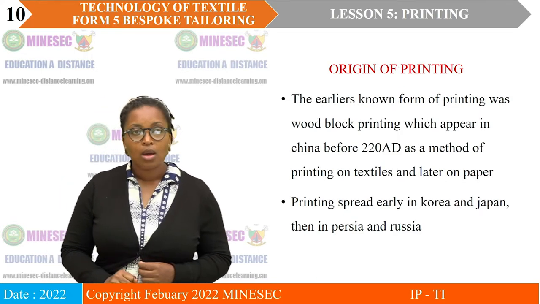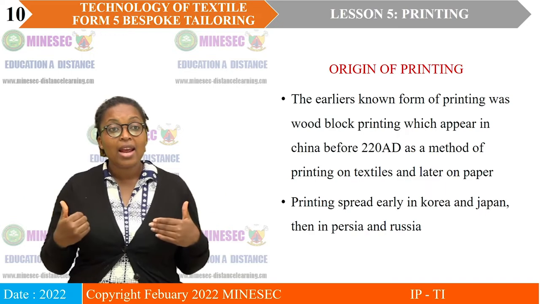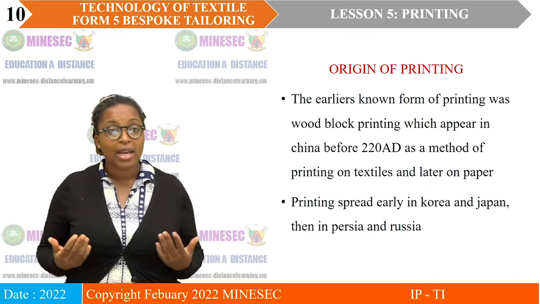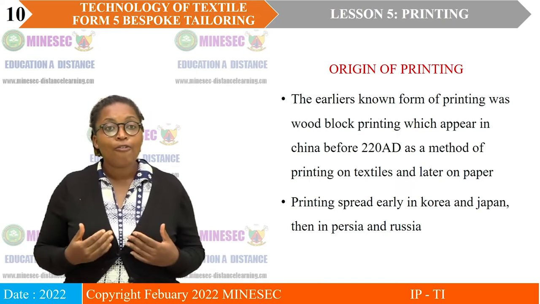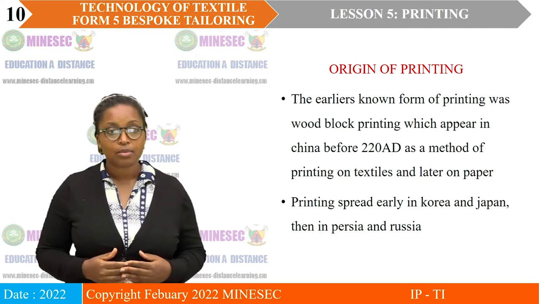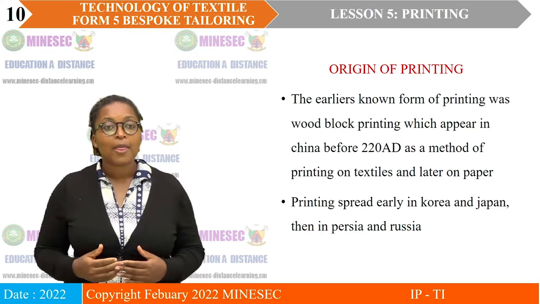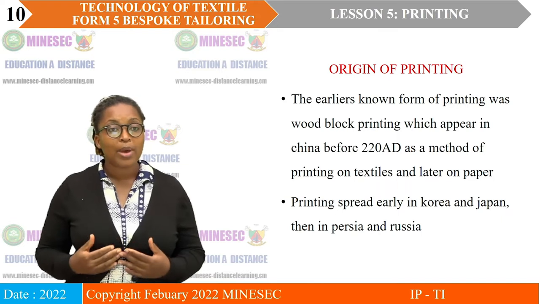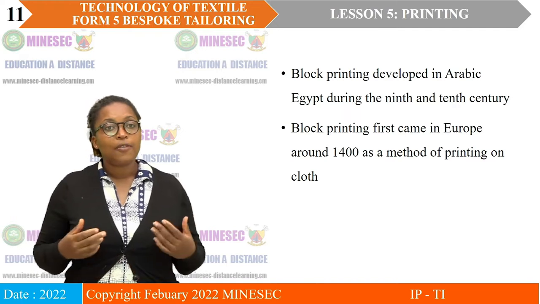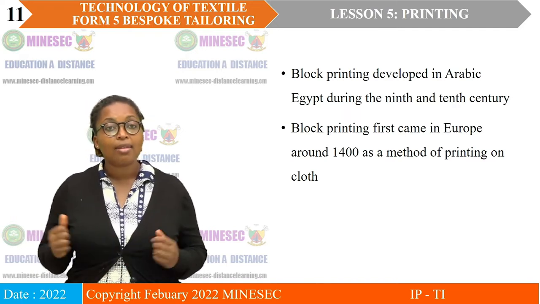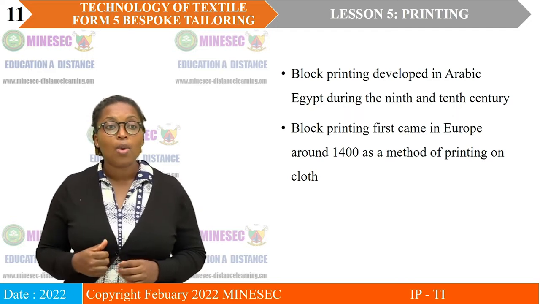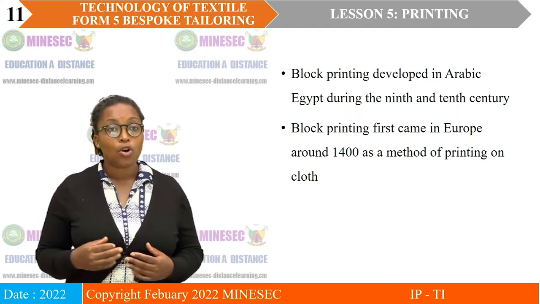We can't study printing without looking at the earlier start of printing, where does it originate? From our findings, we found out that the earlier form of printing was woodblock printing, which appeared in China. After which, it spread to Korea, Japan, then Persia and Russia. Block printing was developed in Arabic Egypt during the 9th and 10th century. And we also found out that block printing first came to Europe around 1040 years before Jesus Christ.